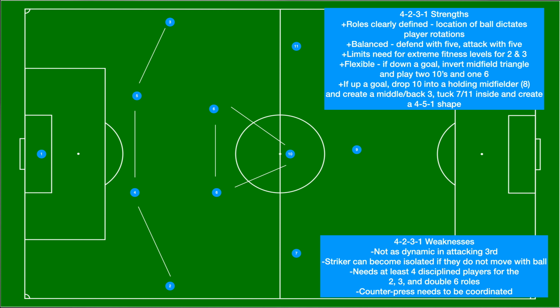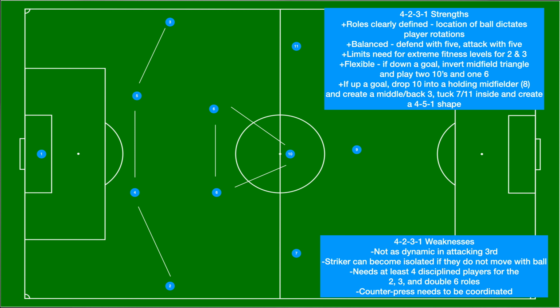The 7 and the 11 help mitigate some of that because they help provide width, and the 2 and the 3 provide support in their role without having to make it from end line to end line. It's flexible. If a team is down a goal, you can take one of the 6, invert that triangle in the middle, and play with 2 10s and 1 6 to add 6 to the attack.